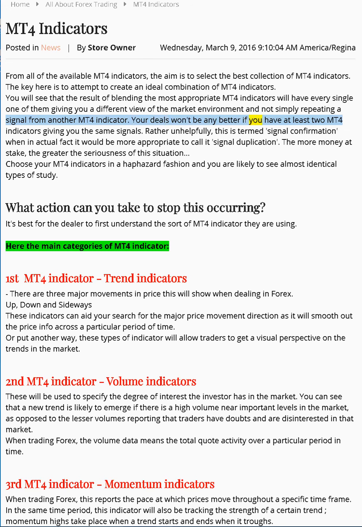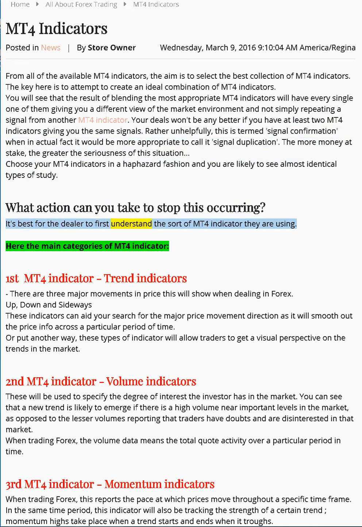Your deals won't be any better if you have at least two MT4 indicators giving you the same signals. Rather unhelpfully, this is termed signal confirmation, when in actual fact it would be more appropriate to call it signal duplication. The more money at stake, the greater the seriousness of this situation. Choose your MT4 indicators in a haphazard fashion and you are likely to see almost identical types of study. What action can you take to stop this occurring?